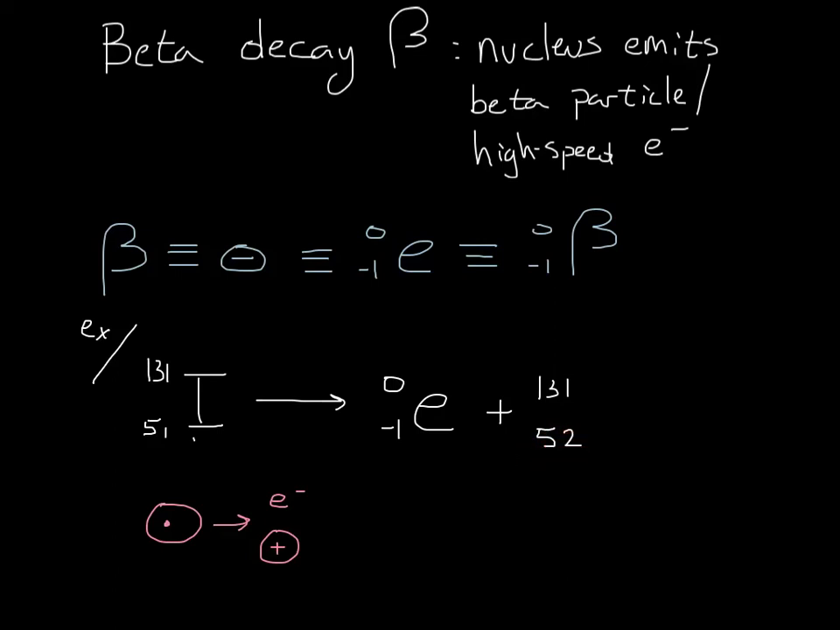So what element then would have 52? Yeah, it would be tellurium, so Te. So when iodine undergoes a beta decay, it turns into tellurium 131.